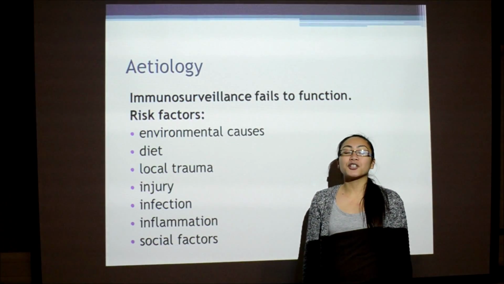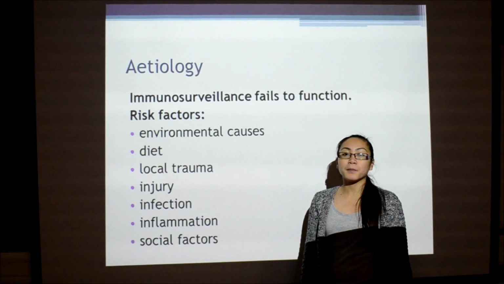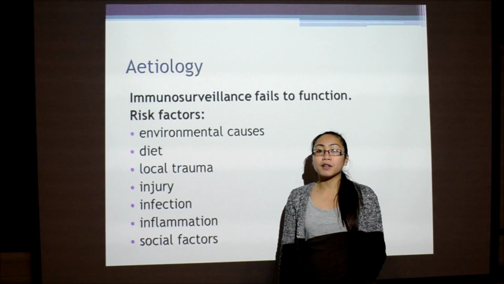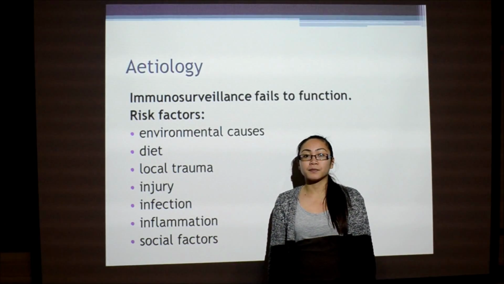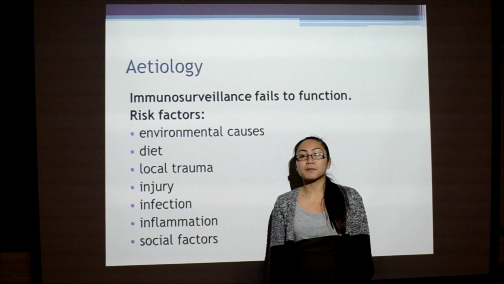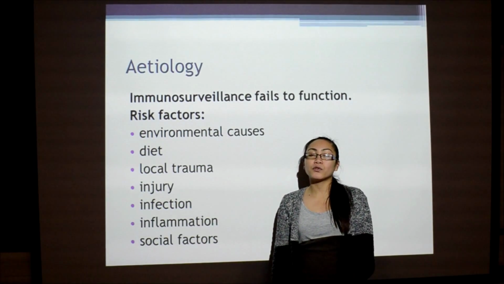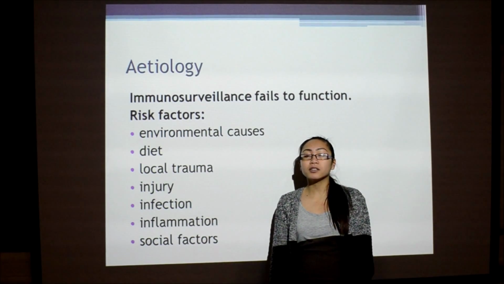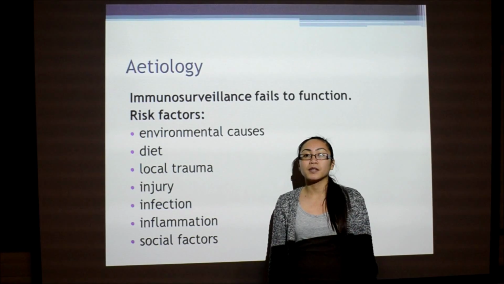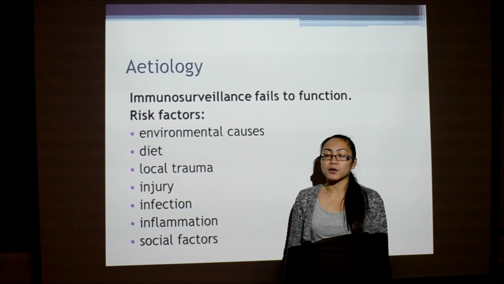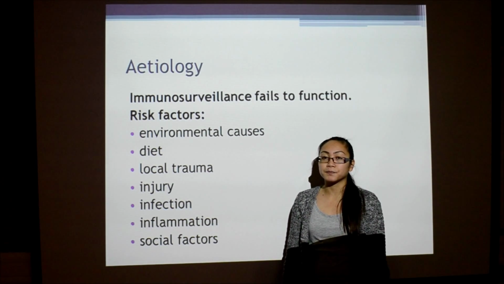The causes of benign tumours. A benign tumour may develop if the immunosurveillance mechanism fails to function. Immunosurveillance is a mechanism that monitors abnormal proliferations of cells. Once they are detected by the host immune system, they are destroyed before a tumour can develop. If this mechanism fails, neoplastic cells can develop.